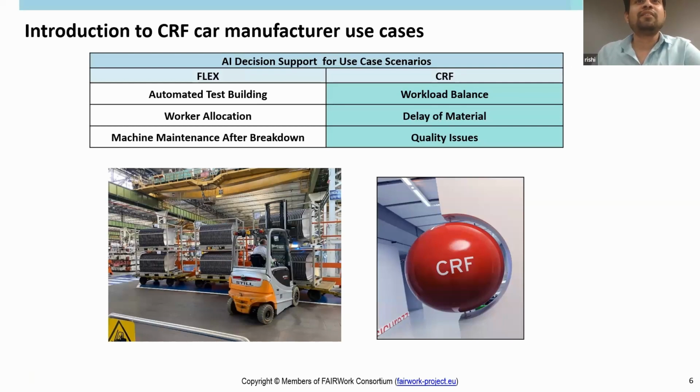In this use case, we have identified a few scenarios where we can use AI to provide decision support to enable a plant manager or a line manager, who needs to make decisions daily based on the data. Here we would like to use AI algorithms to provide some decisions to the manager so that he can use this information as supporting material. I would like to focus more on this workload balance scenario, and establish what the CRF plant is and what this scenario is, and we will explore this scenario in the next slides.